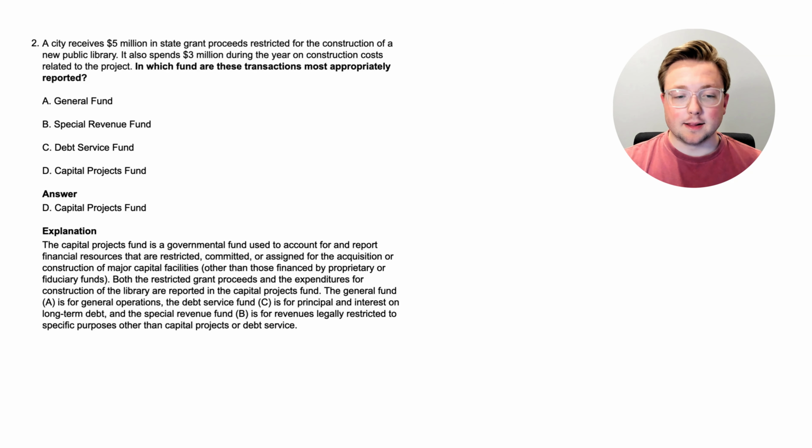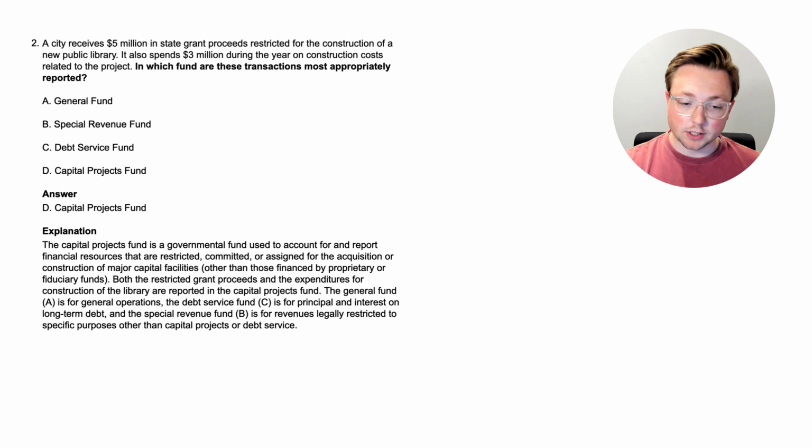All right, here we are at the answer, D, Capital Projects Fund. Let's go through the explanation. The Capital Projects Fund is a governmental fund. So again, we're talking about governmental funds throughout this whole video, not fiduciary or proprietary. The Capital Projects Fund is a governmental fund used to account for and report financial resources that are restricted, committed, or assigned for the acquisition or construction of major capital facilities, other than those financed by proprietary or fiduciary funds. Both the restricted grant proceeds and the expenditures for construction of the library are reported in the Capital Projects Fund.